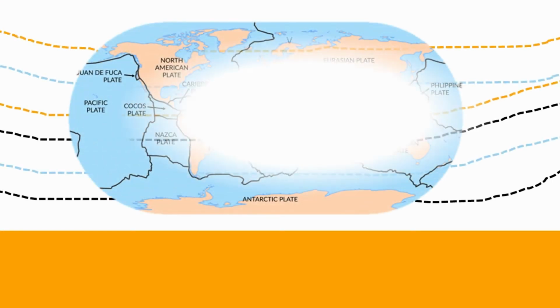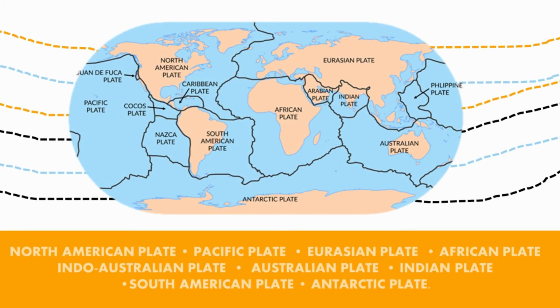Now, let us know what the plates in this theory are. First, we have the North American plate, then the Pacific plate, the Eurasian plate, the African plate, the Indo-Australian plate, Australian plate, Indian plate, South American plate, and last but not the least, the Antarctic plate.